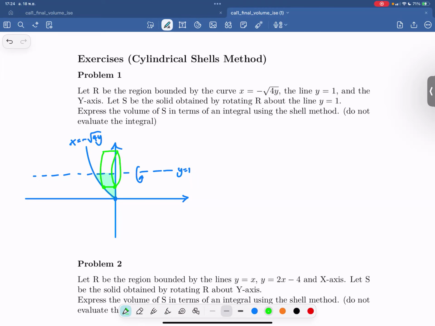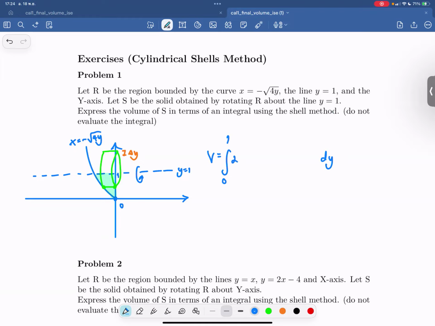Okay, so we should set the integral first. We may integrate using the variable y, right? Because the thickness of our cylindrical shell is the variable y. So we will do the integral with respect to y, and then the boundary of y is just 0 to 1.